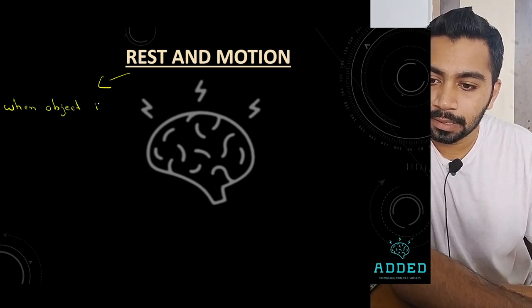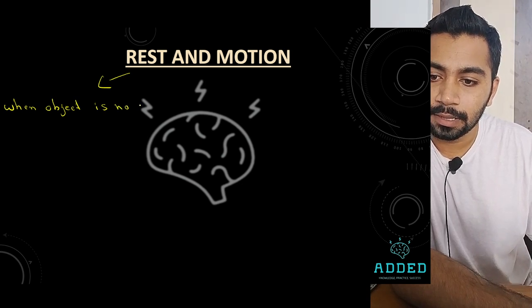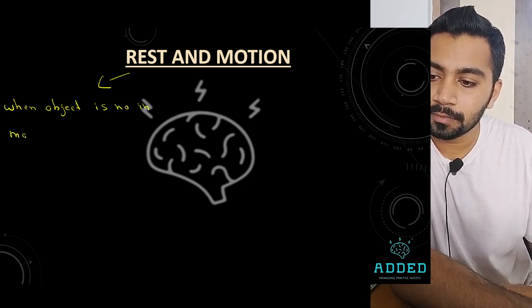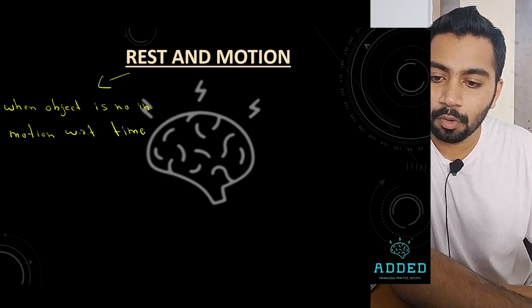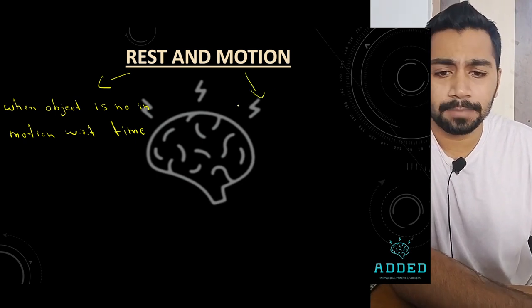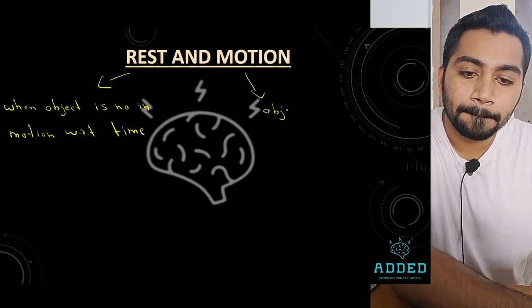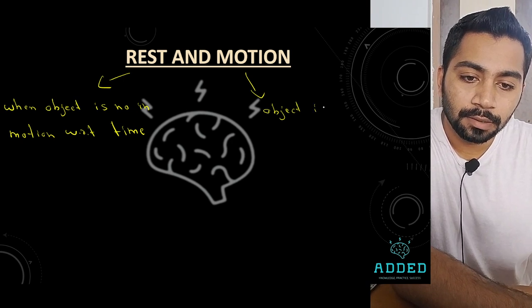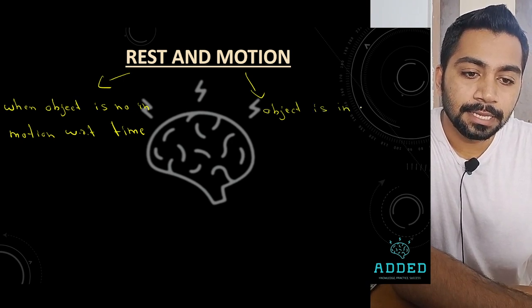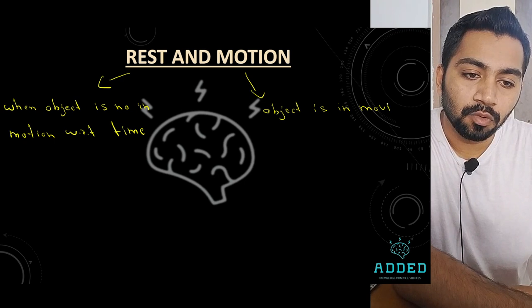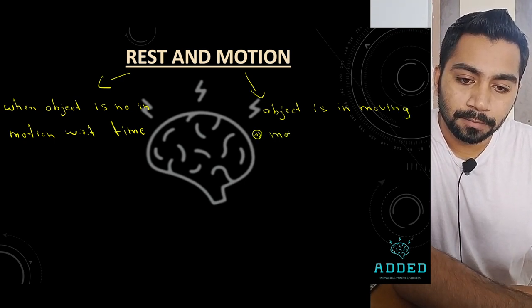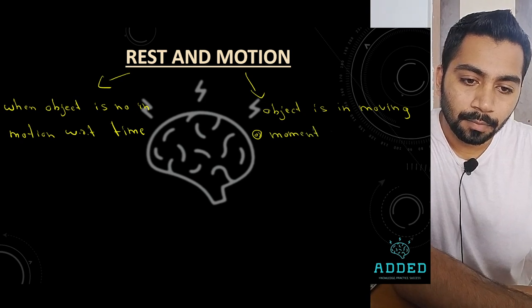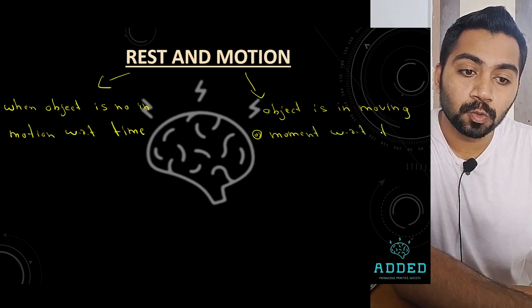an object is not in motion with respect to time. Time is very important. And motion means what? Very simple. An object is moving, or movement, with respect to time.